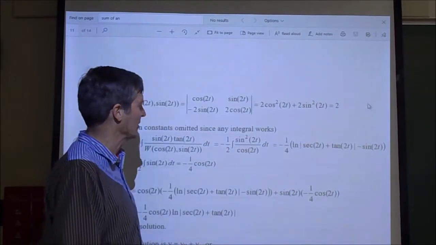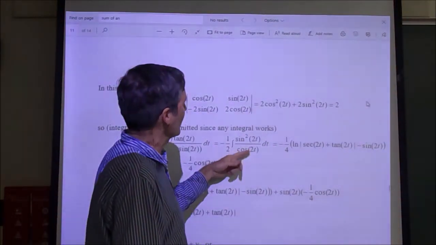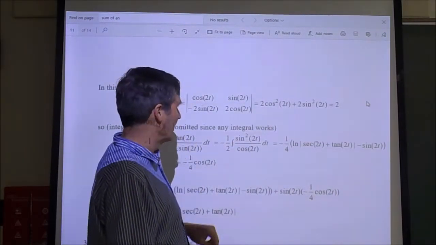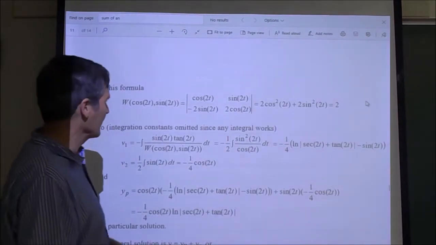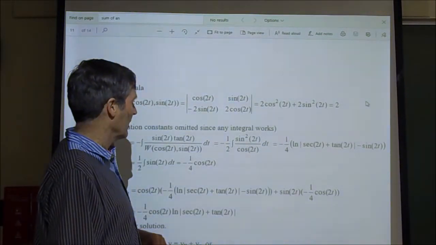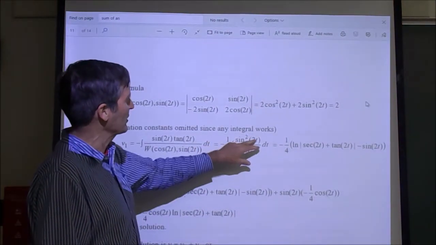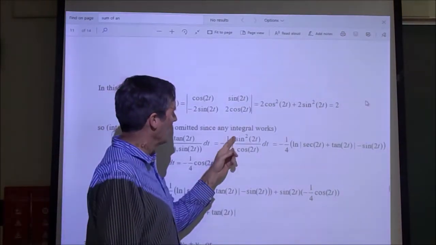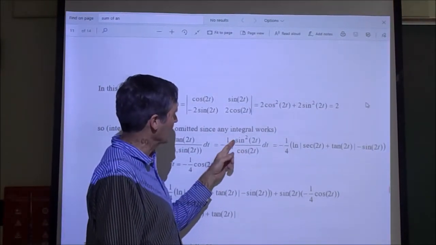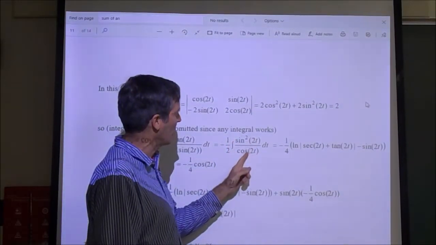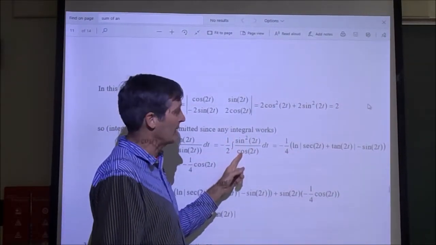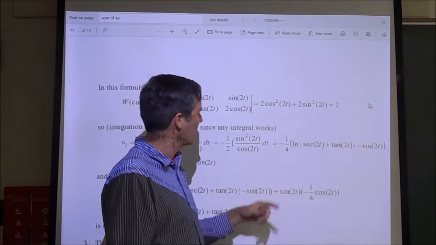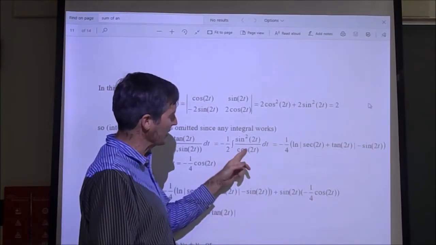This is where your integration gets difficult sometimes. This one is actually not so easy. But there's a couple ways to do it. Replace sine squared with 1 minus cosine squared. Then I write this as 1 minus cosine squared over cosine. 1 over cosine is secant, and the integral of secant is something you know. It comes out to be ln of secant plus tangent, times a fourth, since it's not secant t, it's secant 2t. So this is the integral of secant.